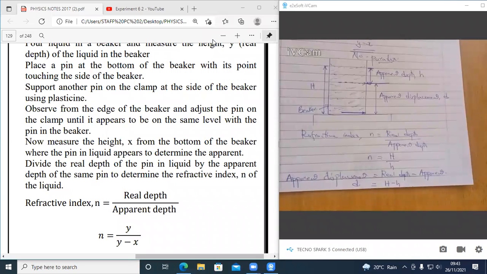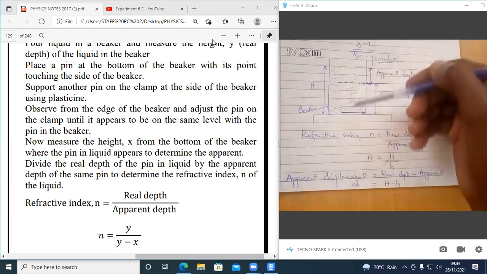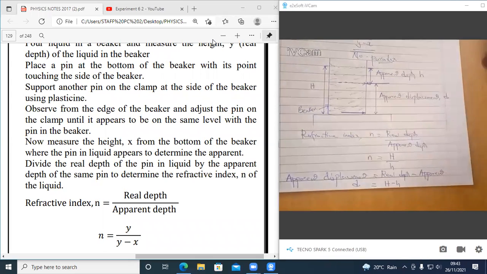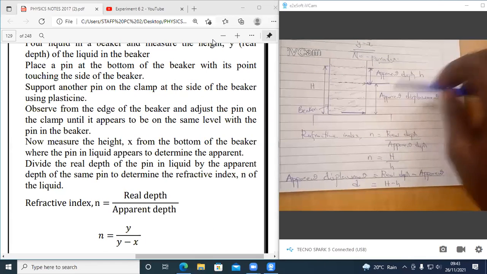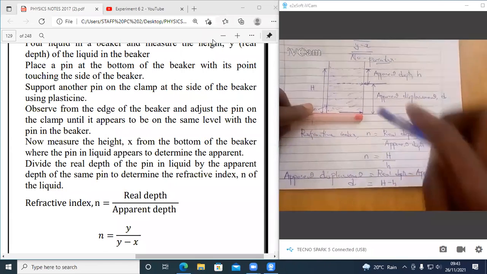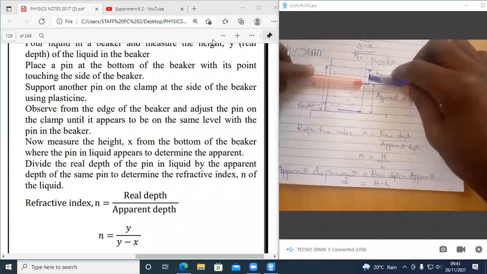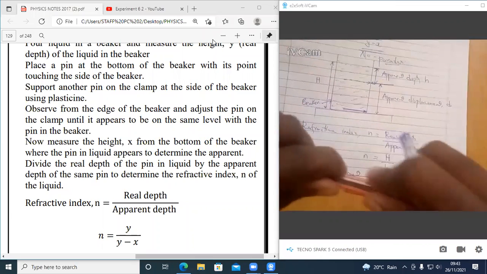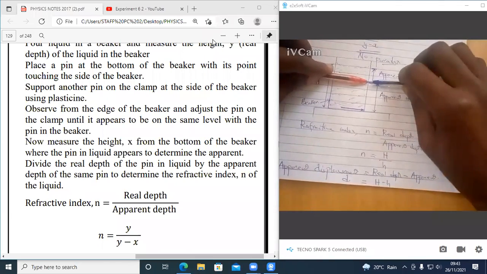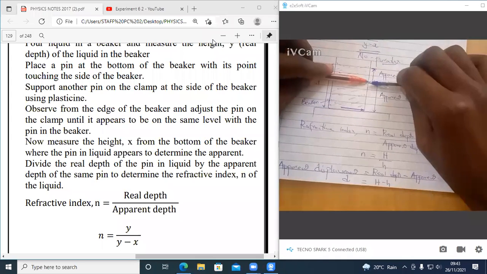And optical pins. How many? We need two optical pins. Once we put one in the beaker, the other we suspend outside, not so? So we put one here, then one outside, because this one here will be displaced to a given point. So we have to adjust until they are at the same level, coinciding like this.